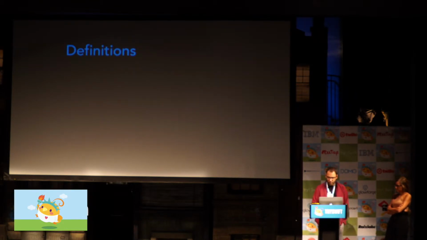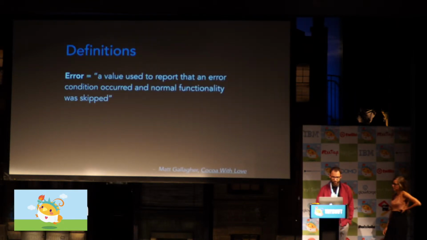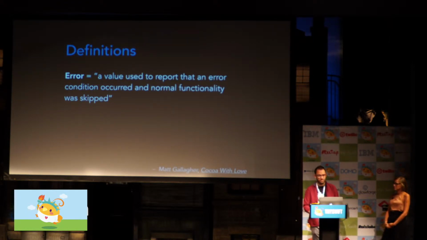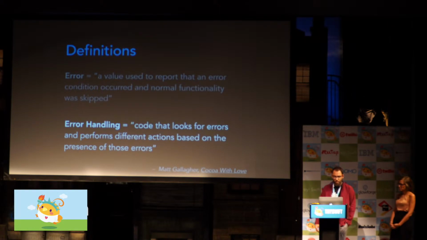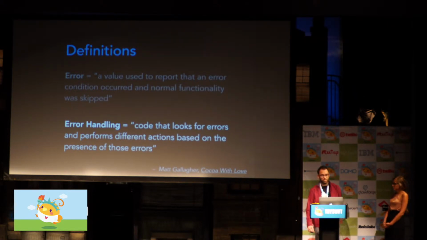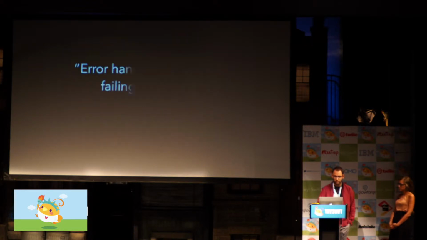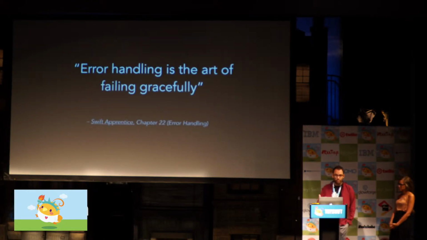So let's start with some definitions. As Matt Gallagher, who gave an excellent talk yesterday, says in his blog, an error is a value used to report that an error condition occurred and normal functionality was skipped. And error handling is code that looks for errors and performs different actions based on the presence of those errors. In other words, error handling is the art of failing gracefully.